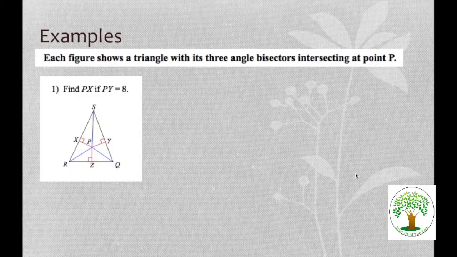We're going to do number 1. Each figure shows a triangle with its 3 angle bisectors intersecting at P.